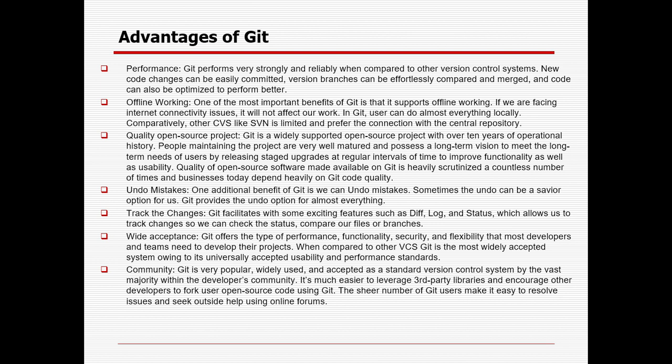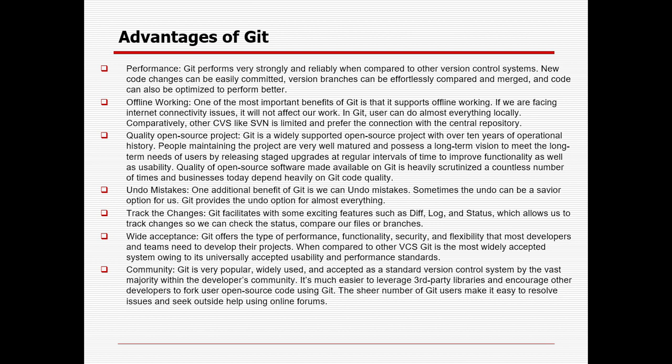What are the advantages of Git? Performance, offline working, quality open source project, undo mistakes, track the changes, wide acceptance, and community. Performance: Git performs very strongly and reliably when compared to other version control systems. New code changes can be easily committed. Version branches can be effortlessly compared and merged, and code can also be optimized, right, to perform better.